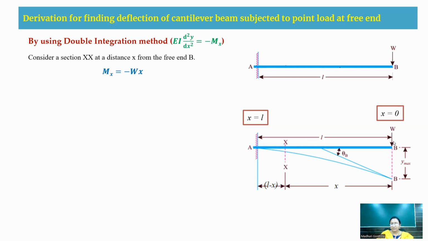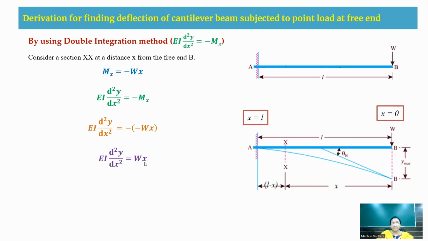Now writing the Mx equation. As the load is downward and, towards the section, the arrow is heading downwards, therefore it is of hogging nature. Therefore, it is minus W into x as per the sign convention. Now I'm going to substitute this Mx equation in the above equation, that is EI d square y by dx square equal to minus Mx. Therefore, you are going to get it as plus W into x.